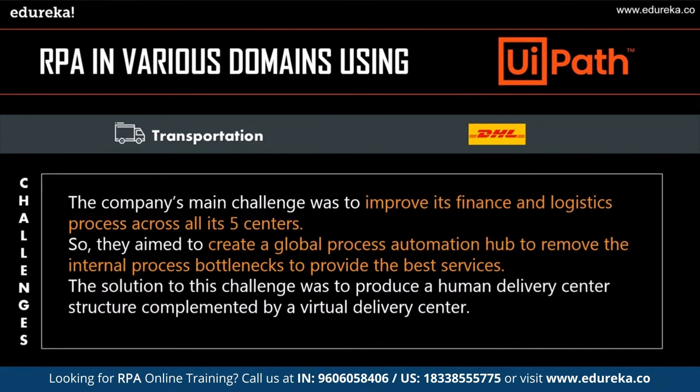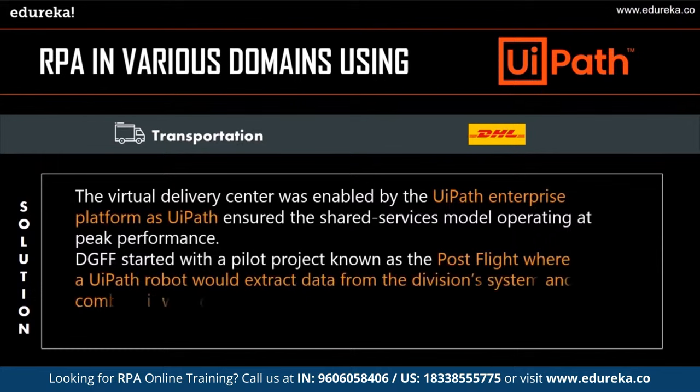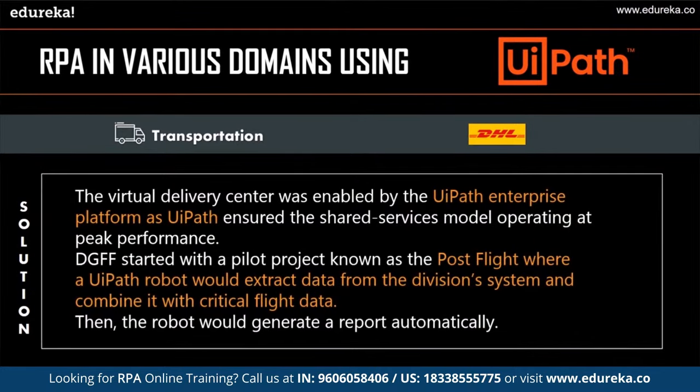The solution to this challenge was to come up with a human delivery center structure complemented by a virtual delivery center. To enable the virtual delivery center, the company chose UiPath's enterprise platform, as UiPath ensured the shared services model operating at peak performance.